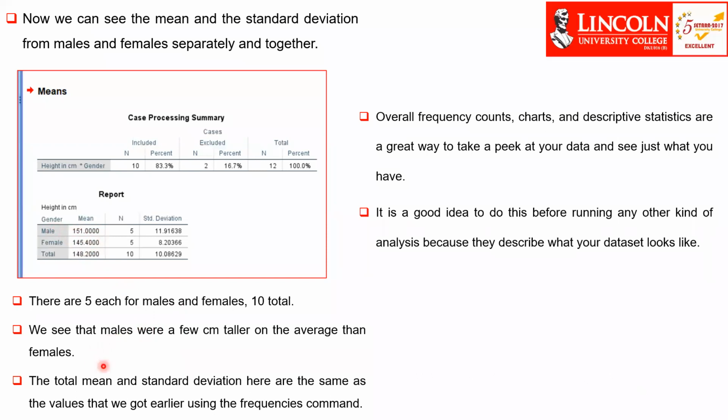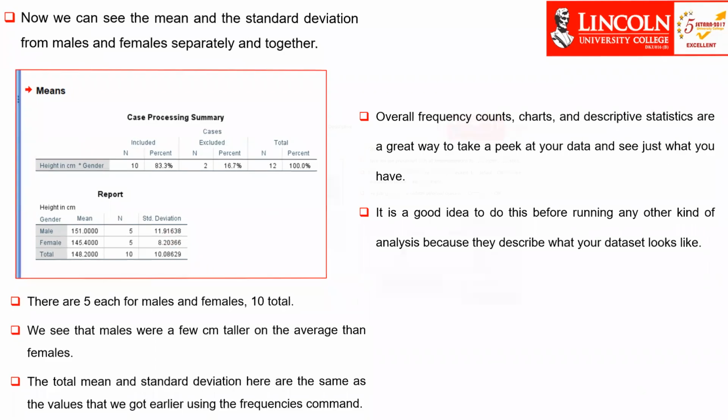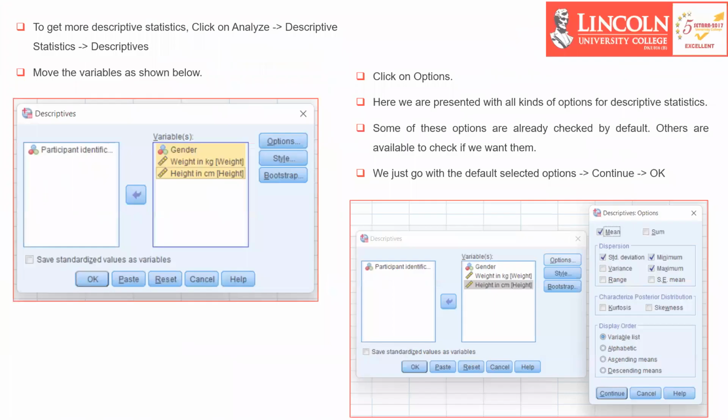Then the total mean and standard deviation here are the same as the values that we got earlier using the frequency command. So overall, frequency counts, charts, and descriptive statistics are a great way to take a peek at your data and see just what you have. It is a good idea to do this before running any kind of analysis because they describe what your data set looks like. Now after you have done this, you may even want to get more descriptive statistics.